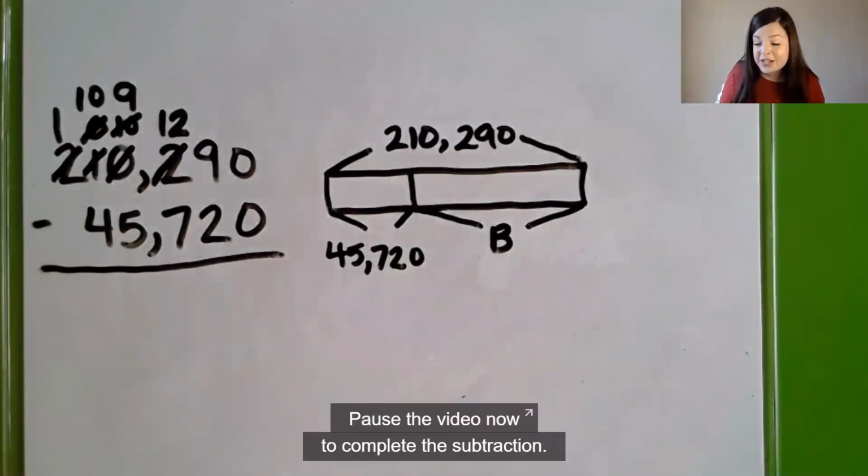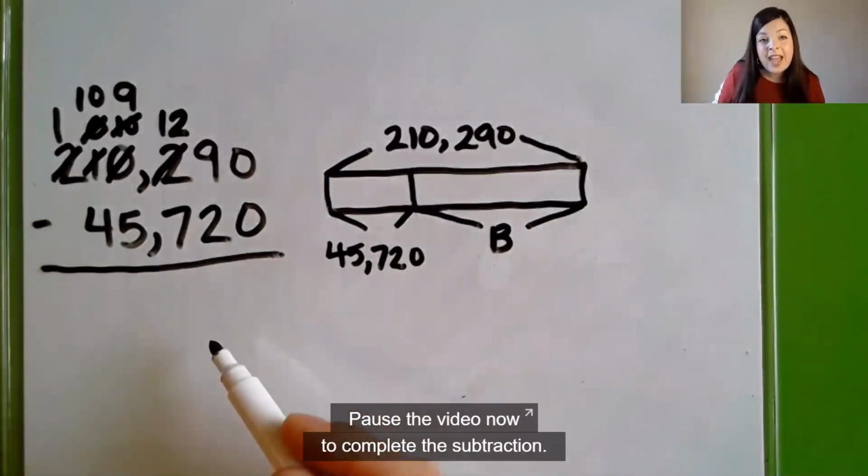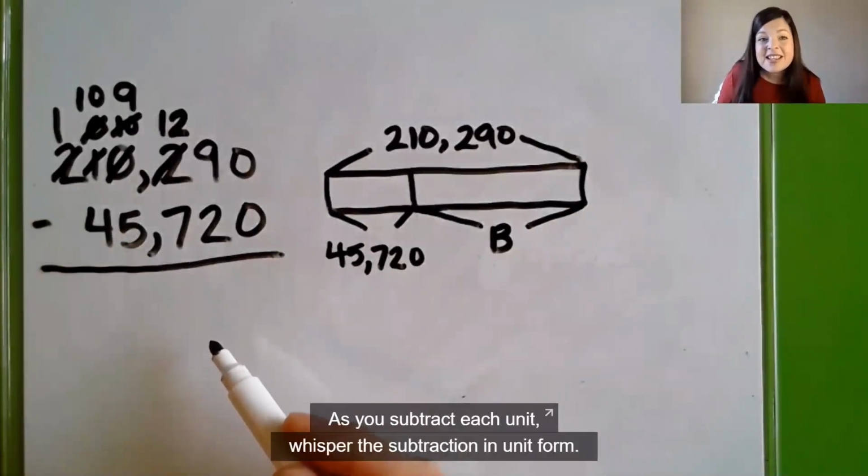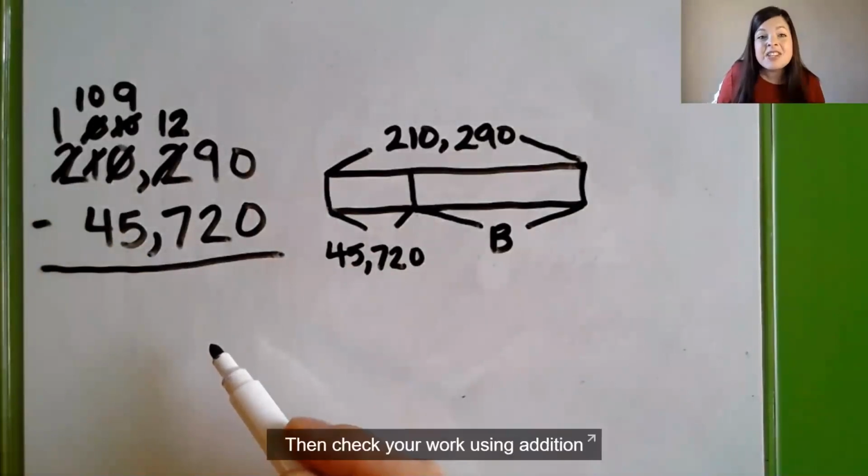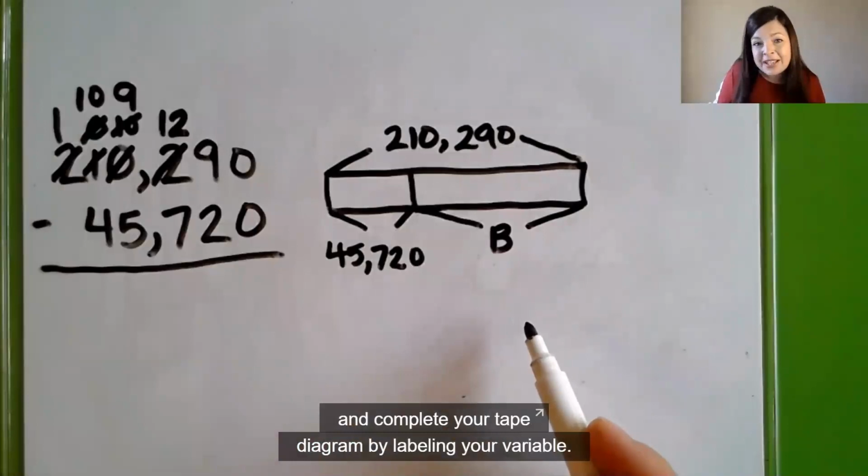Pause the video now to complete the subtraction. As you subtract each unit, whisper the subtraction in unit form. Then check your work using addition and complete your tape diagram by labeling your variable.